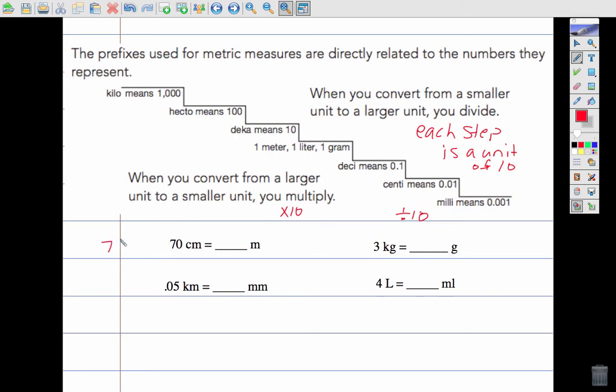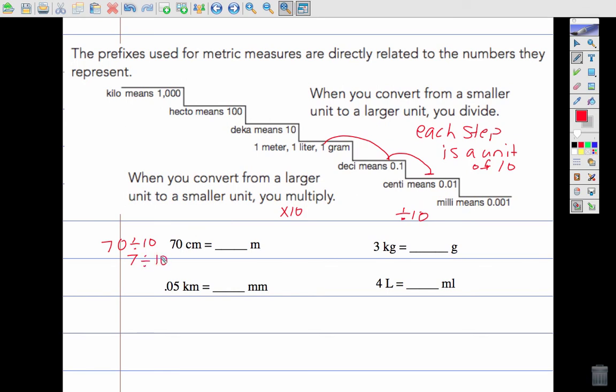So if we look at 70 centimeters, 70 centimeters is over here on this step, and I want to go to meters, so I'm going to go bigger. So I'm converting from a smaller unit to a larger unit. I'm going to divide. So I'm going to take 70 and divide it by 10. But I need to see how many steps I'm going to go. So I'm going to go from centi to meter. So I'm going to go up one step to deci and up another one to meter. So I'm going to go up 2 steps, so I have to divide by 10 twice. So if I have 70 divided by 10, that's going to give me 7.